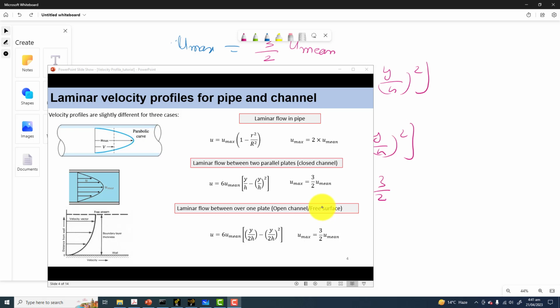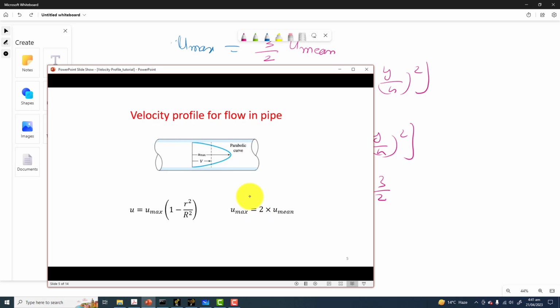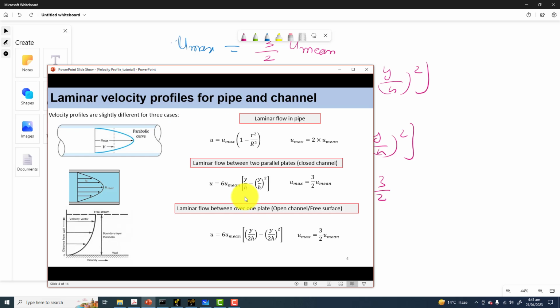Hi everyone, the last and the third profile in this lecture series is about the laminar flow over a plate. So this is a laminar flow over a plate. This is a single plate, and moreover we have the free surface on the top of it. It is similar to the flow between two parallel plates, but the only difference is that this is almost like a half profile.